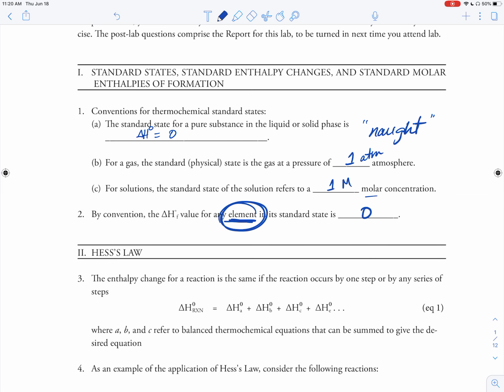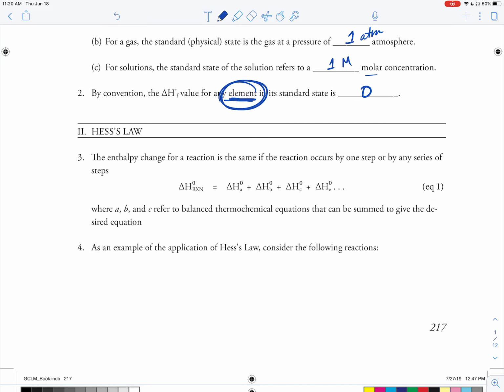So how we actually calculate the delta H's for reactions is something we call Hess's law. There are several different ways to use Hess's law to figure out the delta H of a reaction, but essentially it is a summation of the delta H naughts for each stepwise reaction in the series to get that reaction. And so we're going to do a couple of examples of how that works.